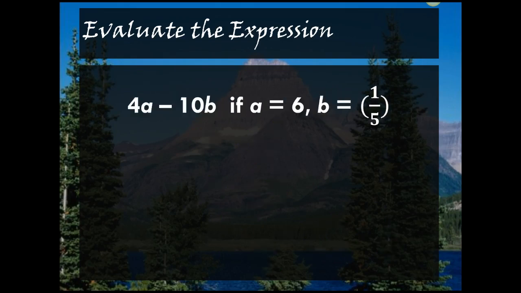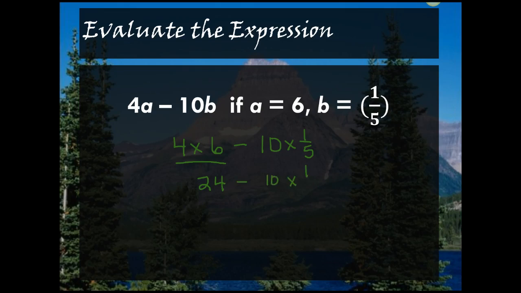Next, let's evaluate 4a minus 10b if a equals 6 and b equals 1/5. First, I will substitute in the given values. The first part of the problem is 4 times a, or 4 times 6. From that, I will subtract 10 times b, or 10 times 1/5. Since there are no parentheses or exponents, we will look for multiplication or division. The first thing we come across, working from left to right, is 4 times 6, which is 24. From that, we will subtract 10 times 1/5.